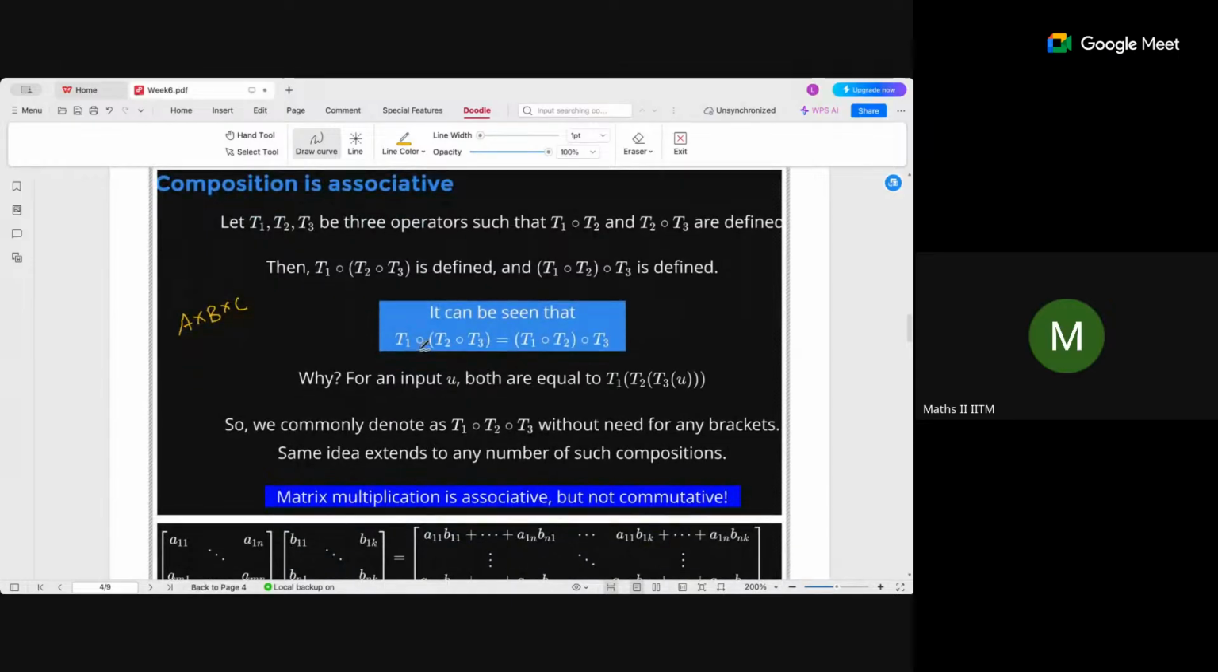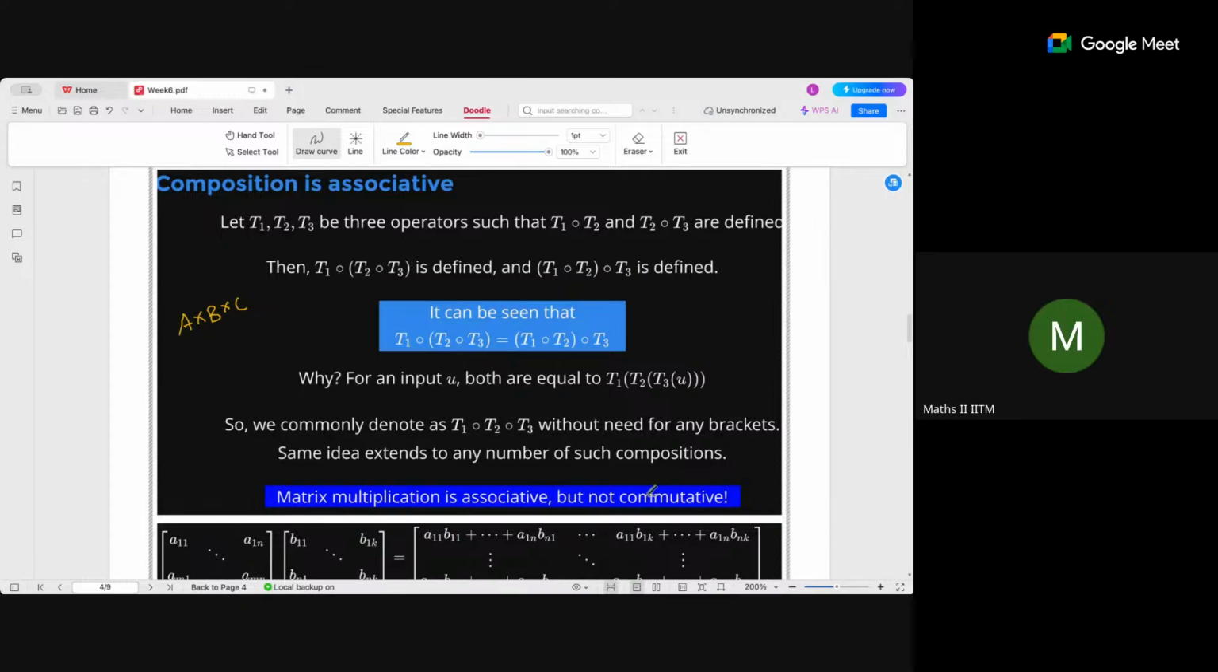Okay. So either you can do first T1 composition T2, or T2 composition T3 and then do T1. This is not going to affect the transformation. So transformation composition is associative. So you don't need any brackets when you are using composition for more than two operators.